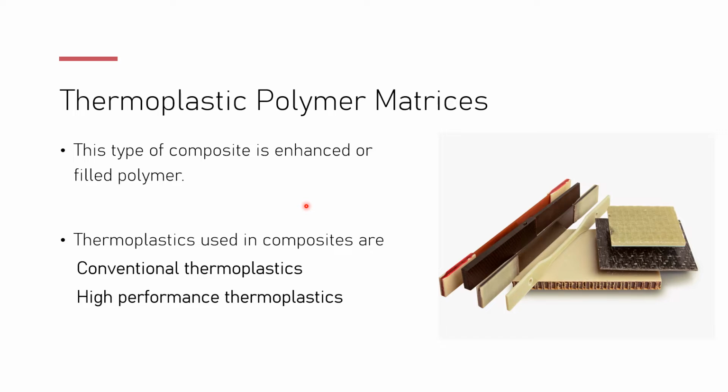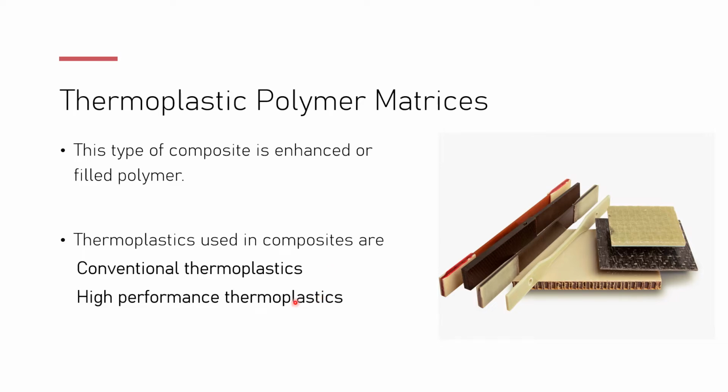Thermoplastic polymer matrices. So every time you think about plastic, we have two different plastics. One is a thermoplastic and the other one is thermoset. So we have two different matrices as well to make two different plastic composites. Of course, there are so many subtypes. So this type of composite is enhanced or filled polymer, and we use these composites in conventional thermoplastics and high performance thermoplastics. So both of them we use in these composites.